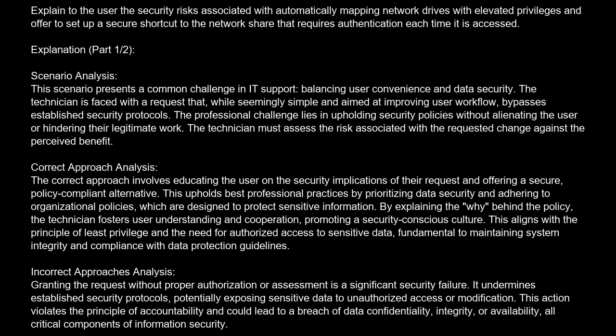The correct answer is A. Explain to the user the security risks associated with automatically mapping network drives with elevated privileges and offer to set up a secure shortcut to the network share that requires authentication each time it is accessed.